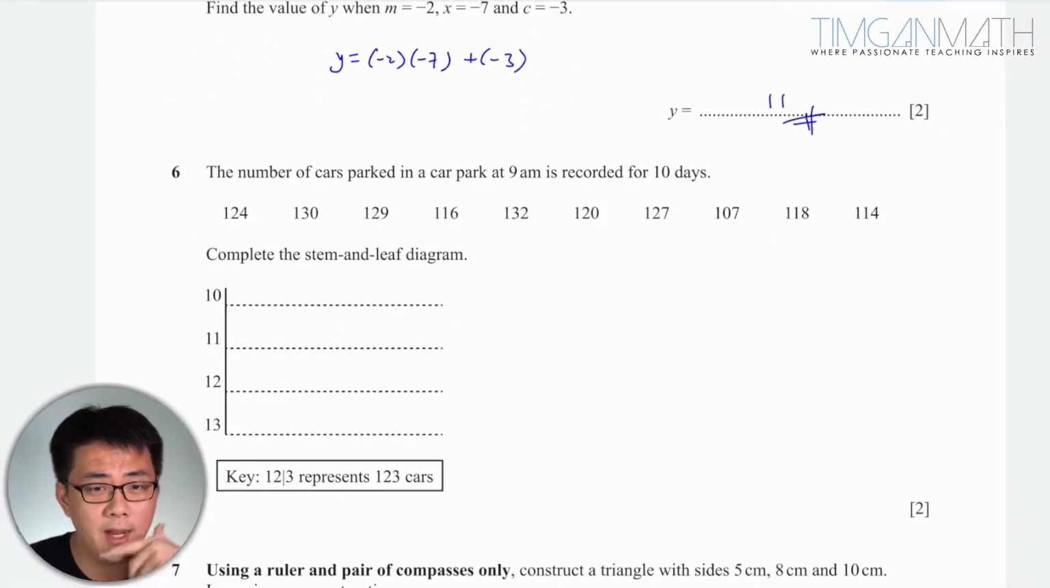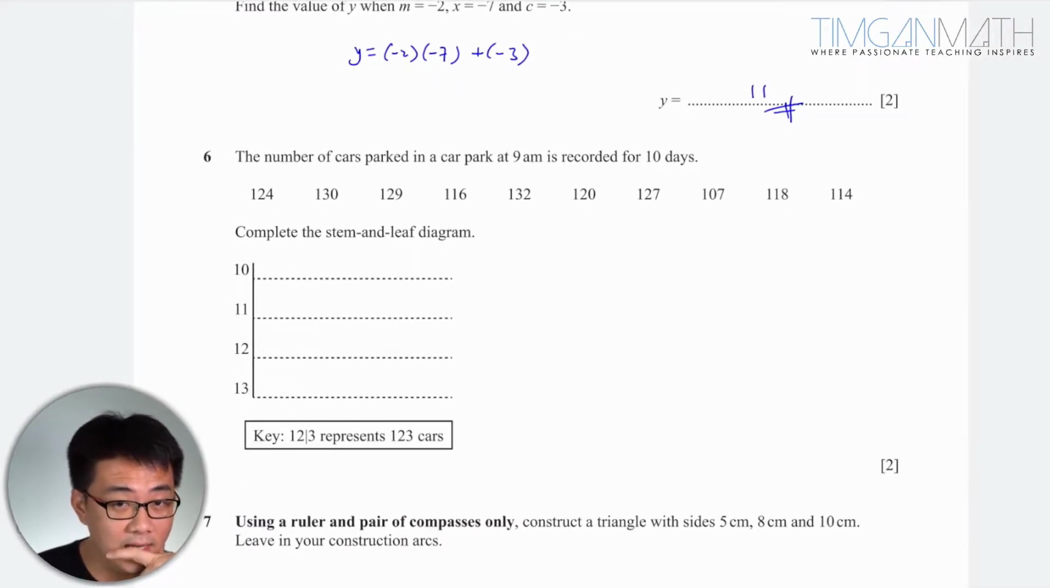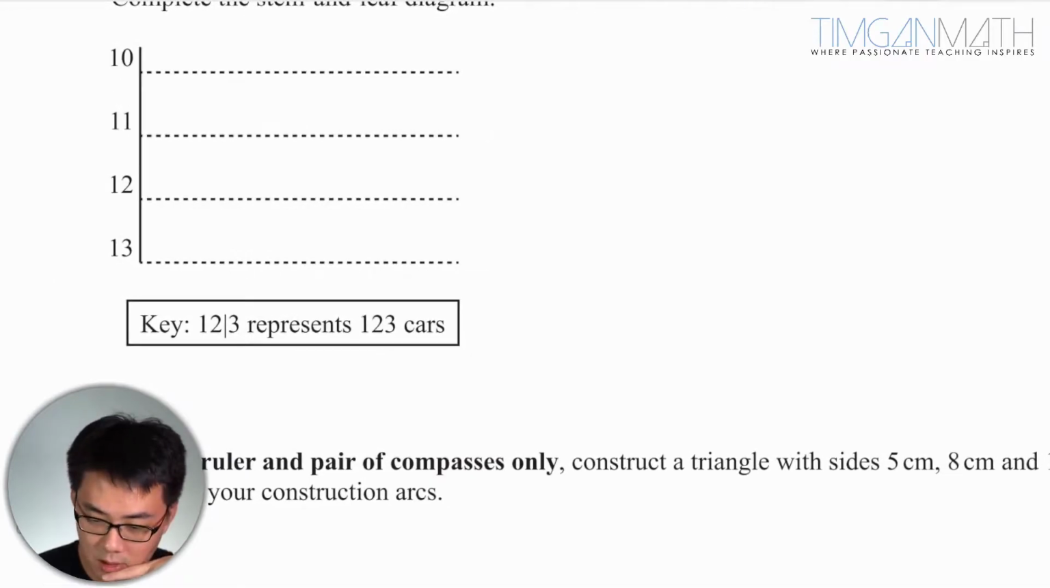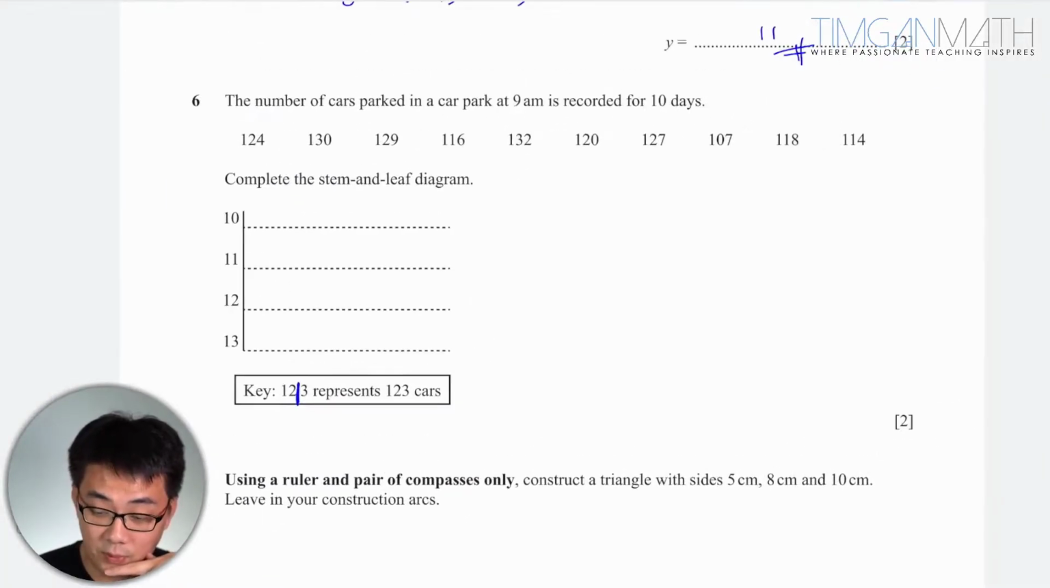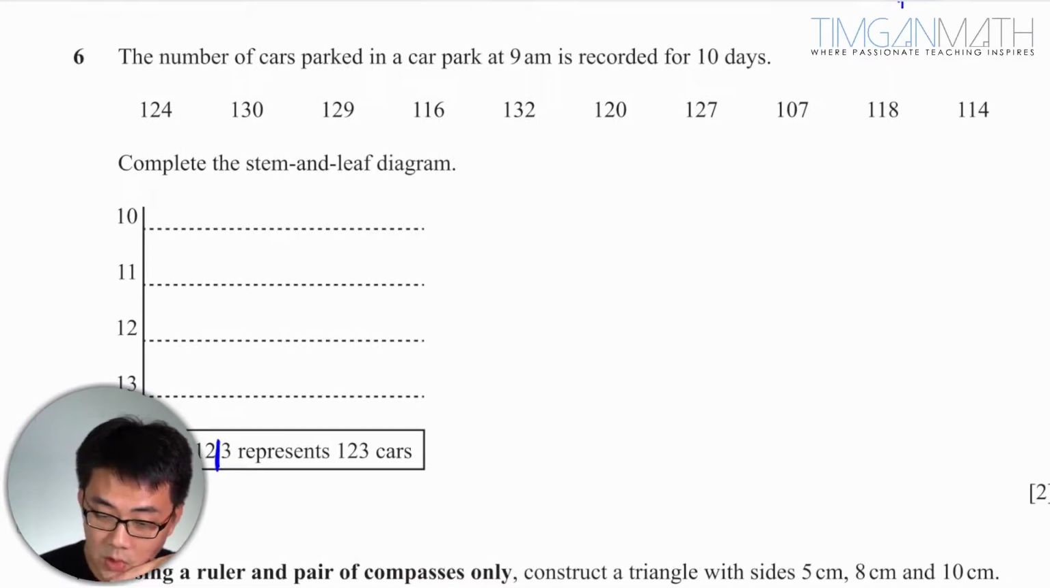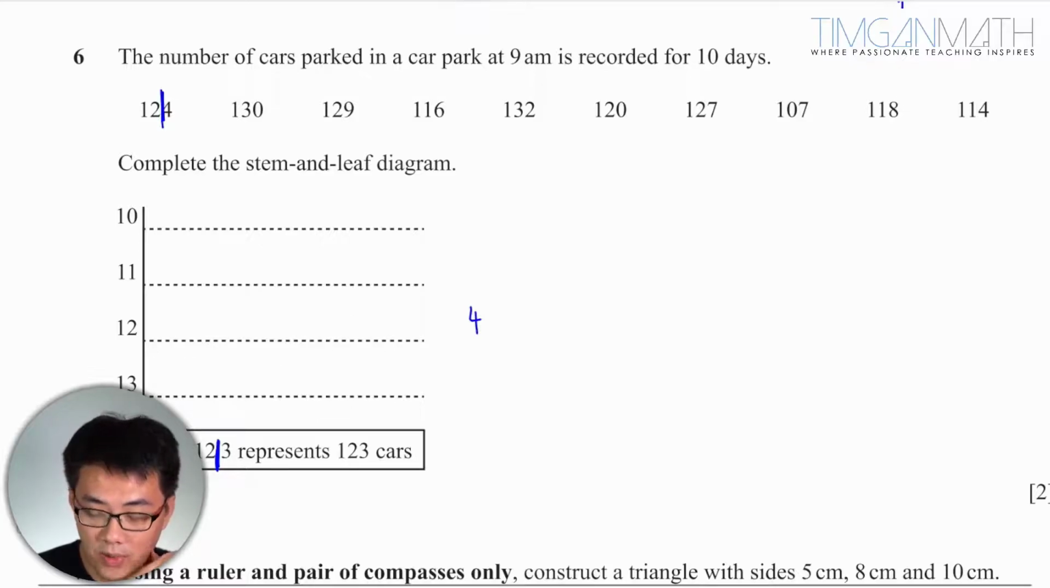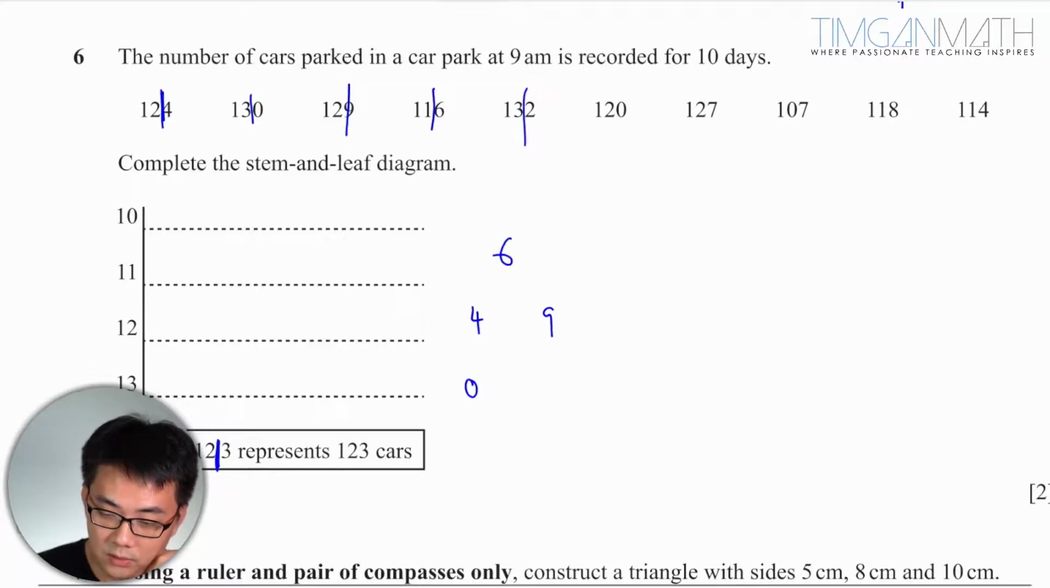The number of cars parked in a car park at 9 AM is recorded for 10 days. Complete the stem and leaf diagram where 12 stroke 3 represents 123 cars. That's pretty okay. So this is 4. I'm going to put the 4 here because I need to arrange it in ascending order for each. So this is 130, so I'm going to get 0 here. This is 129, so 9 is here. And this is 116, 116 is here. 132 is here. There's 12 here, 120 will be here. And 127 will be here.